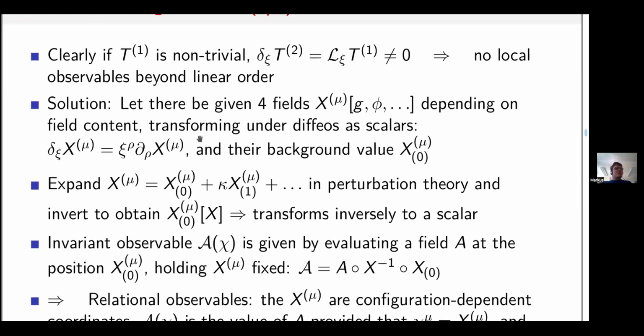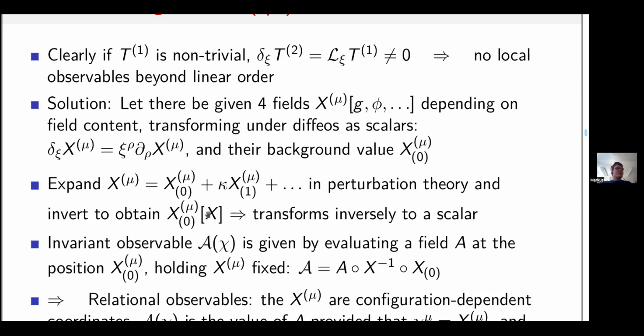And they should be such that under diffeomorphism, they transform as a scalar field. So I've written down here the transformation of a scalar field. It's just xi^rho d_rho. So even though they have an index mu, I put this index in brackets because it's not a vector field. They're really 4 scalars. So they should transform as a scalar. And I also say on the background space-time, they have some background value, X^mu_0. Now, this quantity I can expand in perturbation theory. I have some X^mu_0 plus kappa X^mu_1 plus kappa squared X^mu_2 and so on and so forth. I invert this whole expansion.